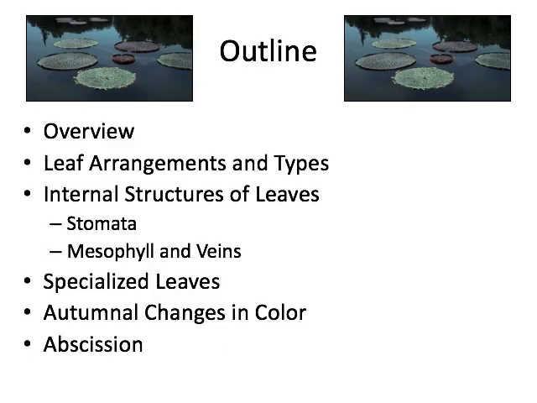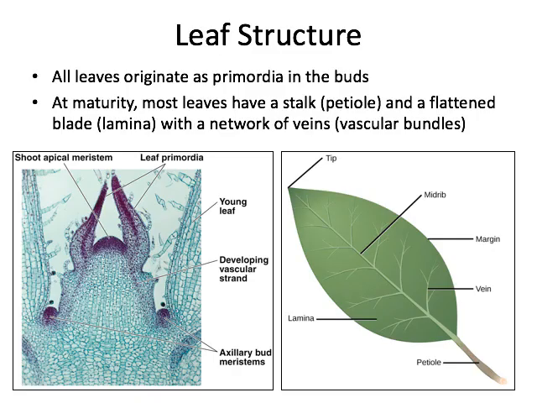We'll do a brief overview of the leaf organ, then we'll talk about different leaf arrangements and types. We'll look at the anatomy of leaves, then we'll look at some specialized leaves. Finally, we'll look at why leaves change color in the autumn and then eventually fall off in the winter for some types of species. First, a look at leaf structure.